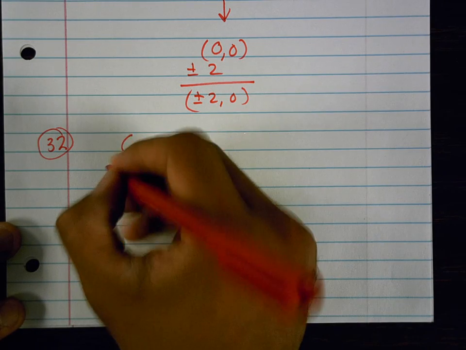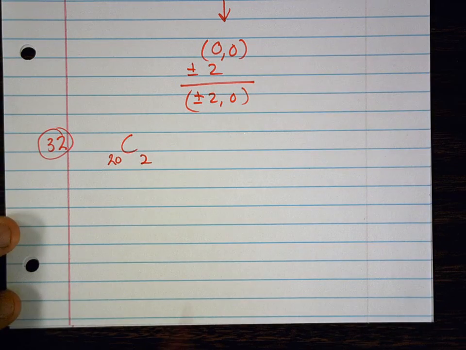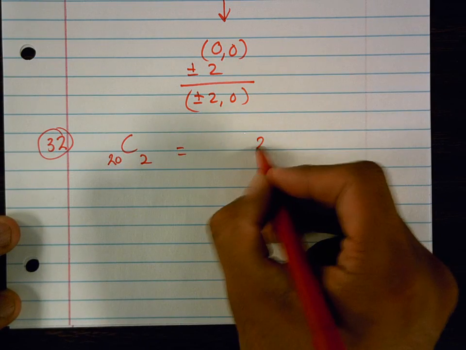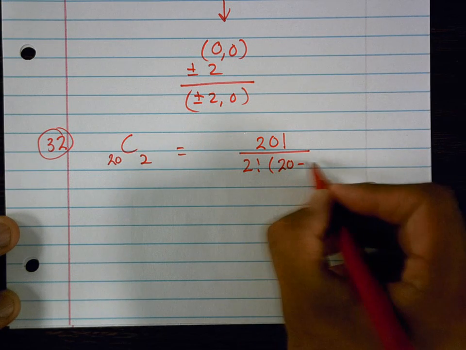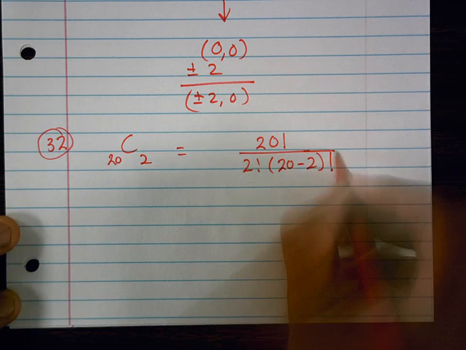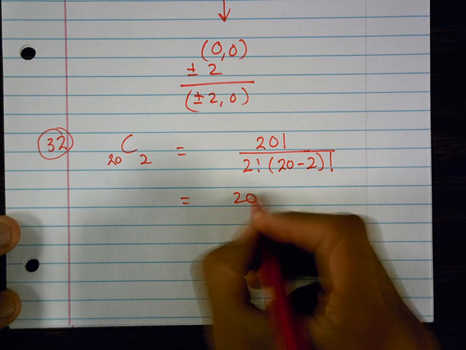So there's 20 possible players. There's 2 that are going to be selected, so it's 20C2. And so this would equal 20 factorial all over 2 factorial times 20 minus 2 factorial. Okay, you can put that into your calculator. But this simplifies pretty nicely.